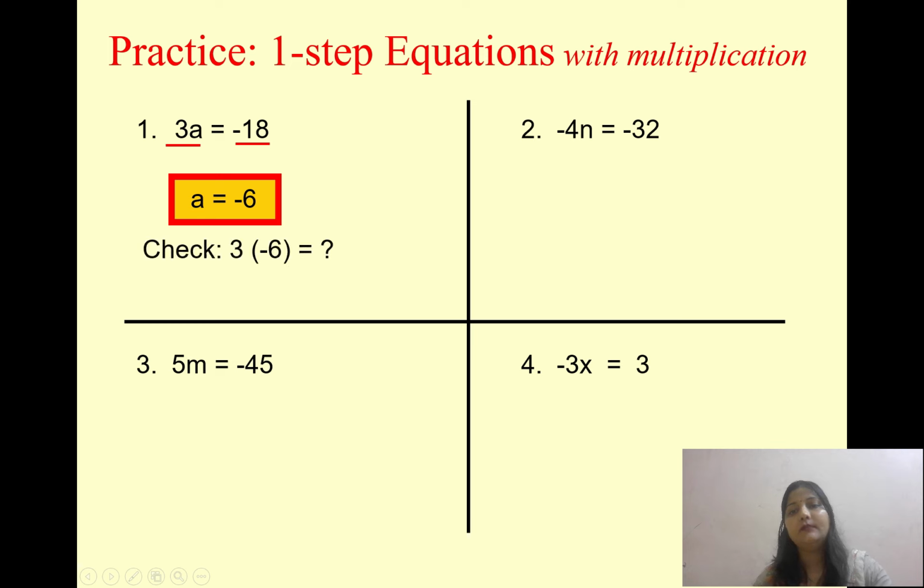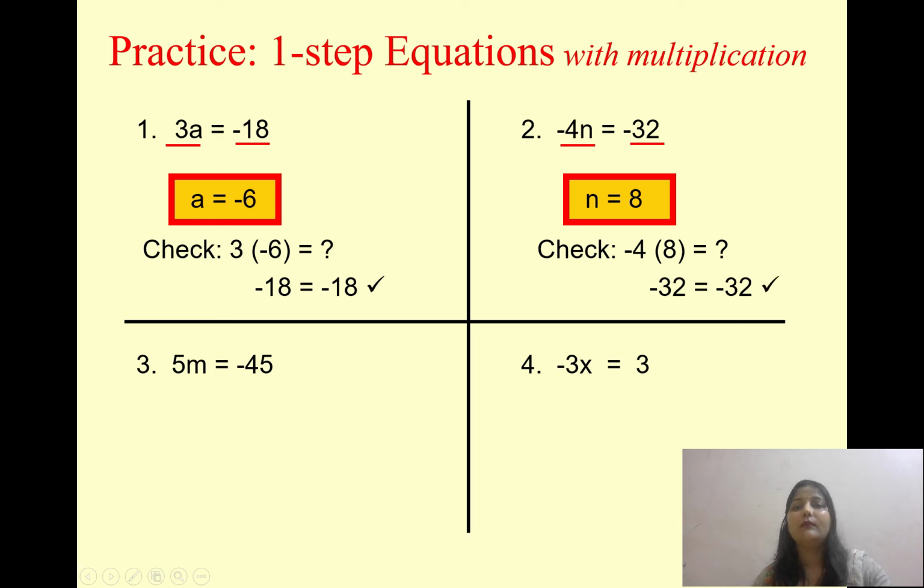Here same, -4 will be divided into -32. We will take -4 and the answer equal to 8. -32 divided by -4. Here both sides are negative, so you will cancel out, you will get positive.